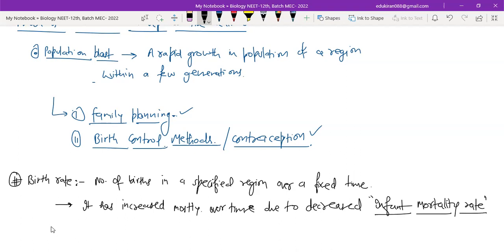Yes, sir. And I add that the maternal mortality rate has also decreased.